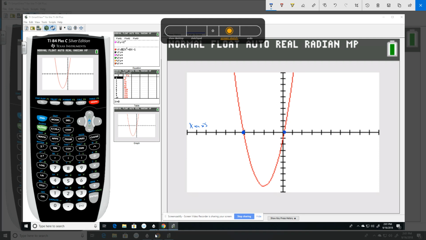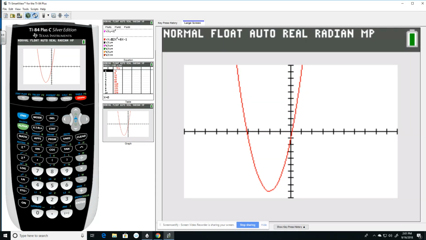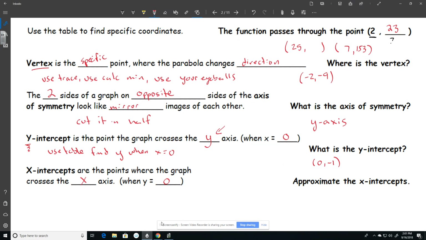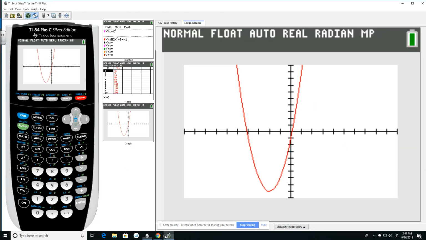The reason it says to approximate is because we haven't taught you how to go backwards. We've taught you how to find y when x is equal to 0. But when I look at my function, 2x squared plus 8x minus 1, I'm asking you, what do you put in for x so that y is equal to 0? And that's a lot harder to do. So the way that we do this is we use the picture to approximate as close as we can.